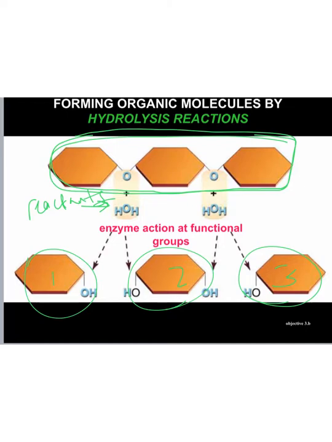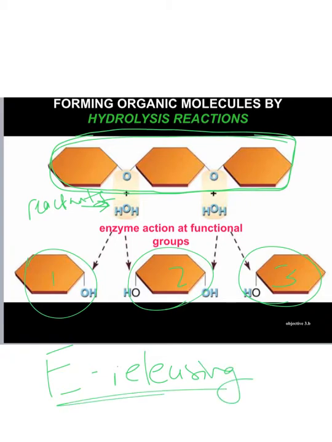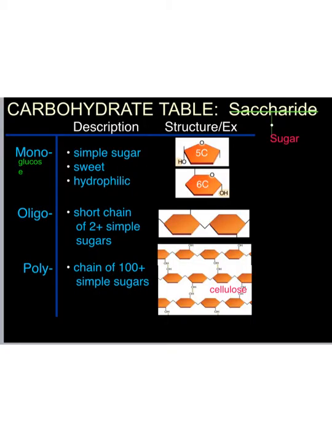So remember, one of the big keys here is these reactions are energy releasing. So we are going to be releasing energy when we carry out hydrolysis reactions. All right, so let's take a look at carbohydrates. That's the first type of polymer that we want to look at.